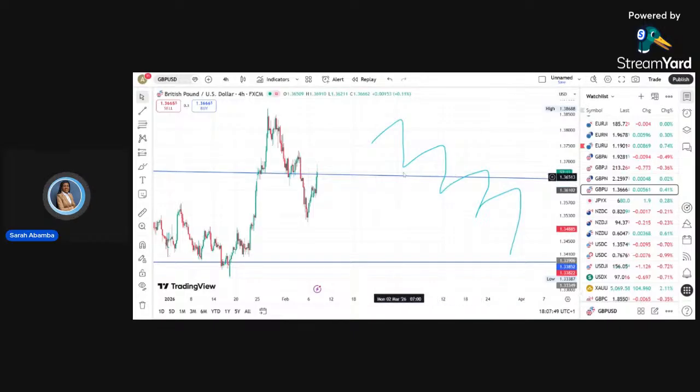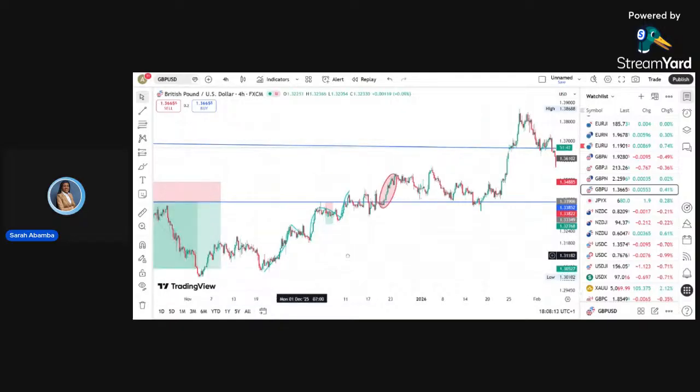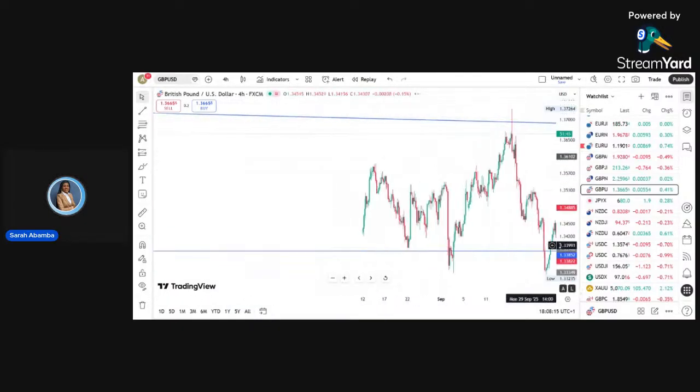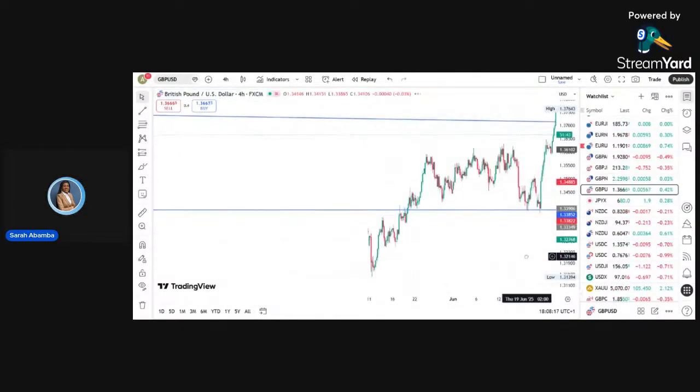Okay, so for the downtrend, the market keeps coming down continuously. That is why it's called a downtrend. So what you do in a downtrend is to place a sell order. That is what a downtrend is. So I'm actually looking for examples of a downtrend so that I'll show you.